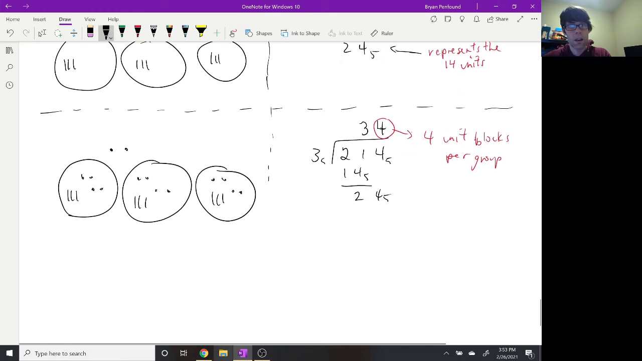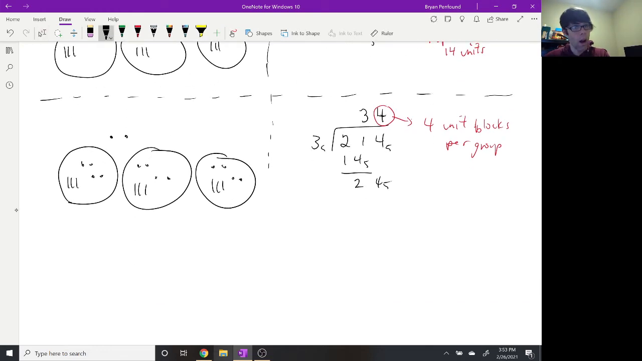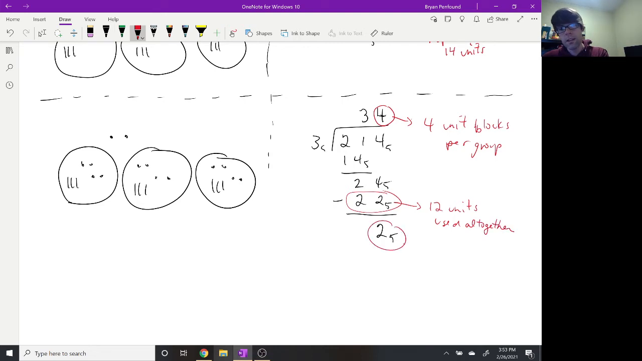Okay, how many unit blocks did we use altogether? Well, we used 12. Okay, 12 in base 5 is 2, 2. And subtracting, we should get 2 leftover units. Okay, so this 2, 2 represents the 12 units that we used in this step. And this number 2 represents the leftover units that we were unable to distribute nicely into these 3 equal-sized groups.